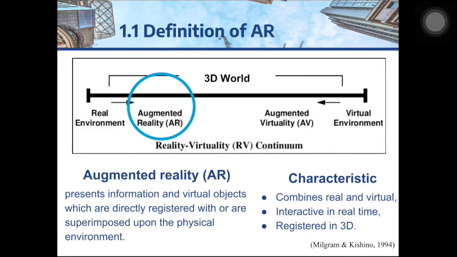So, what is AR? The figure here illustrates the division of 3D world. Augmented reality, which is circled on the left-hand side, is defined as presenting information and virtual objects which are directly registered with the actual world. That is to say, AR adds supplementary information to reality, rather than replacing it.